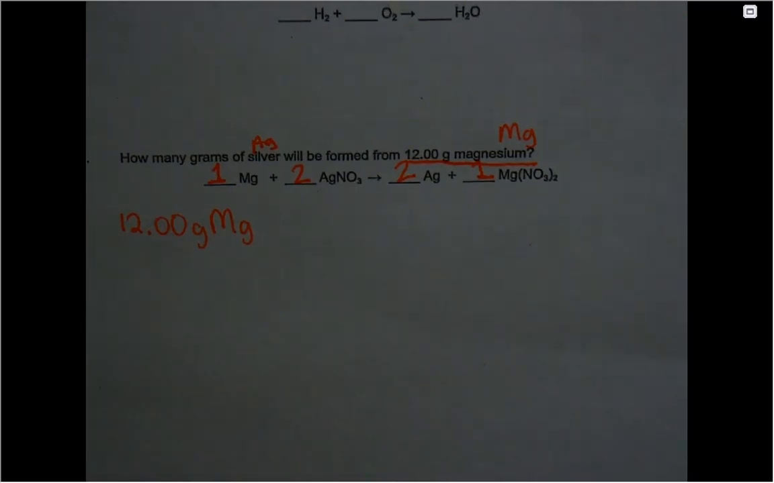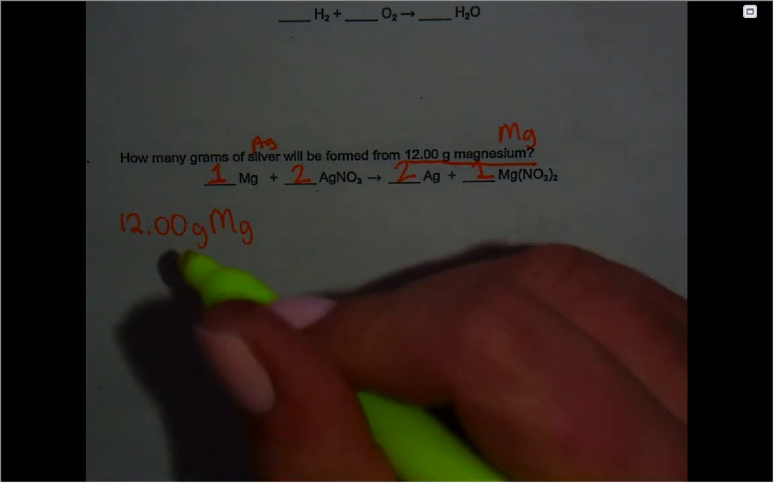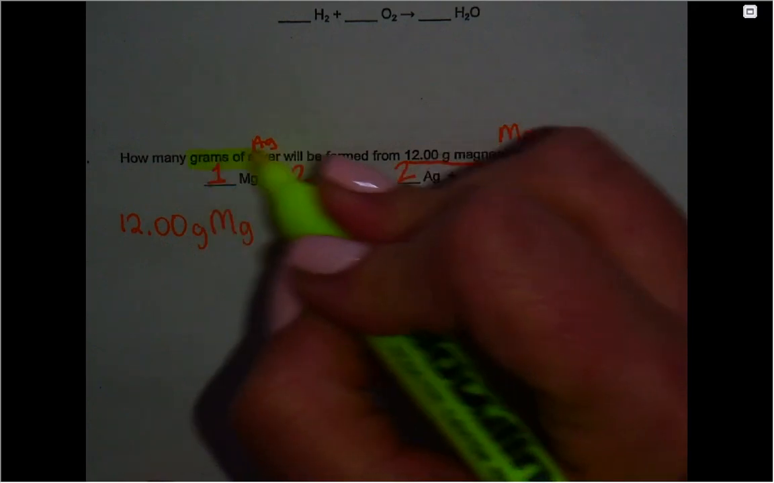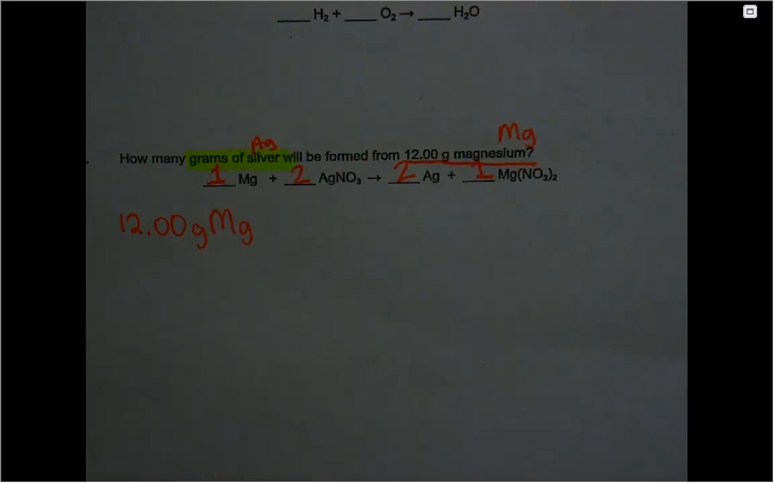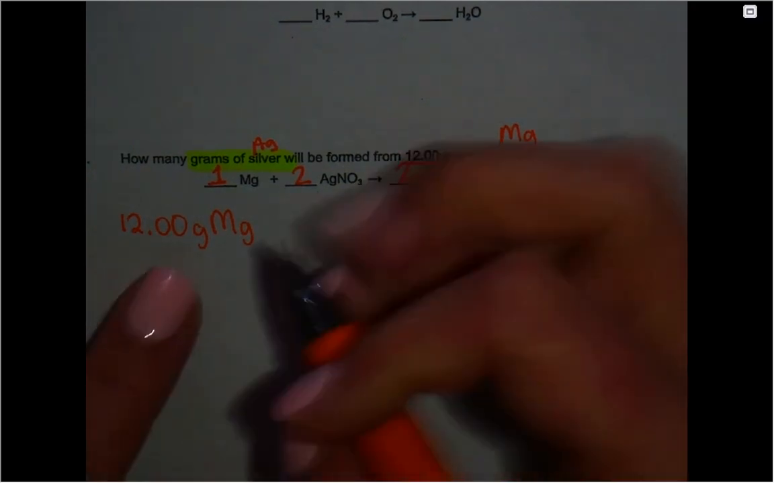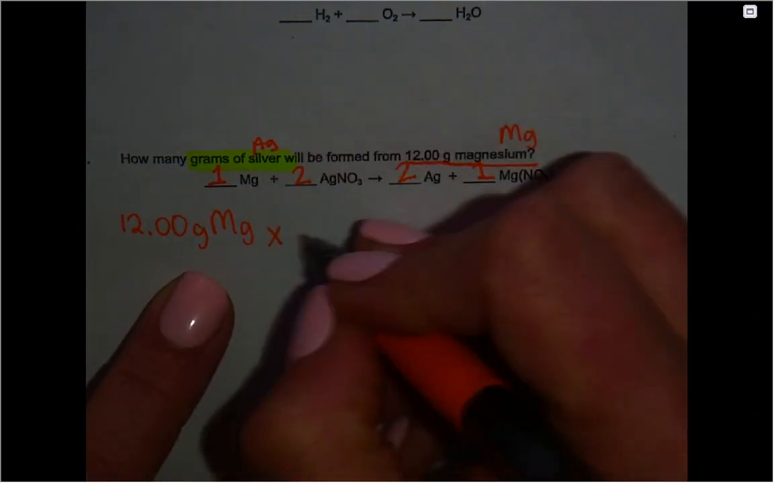I'm going to use my highlighter to figure out what I'm solving for. So we read it. It says how many grams of silver. So we're going to highlight grams of silver. Once we get grams of silver on the top, that's where we stop. Okay? All right, so I'm going to have times in a line.